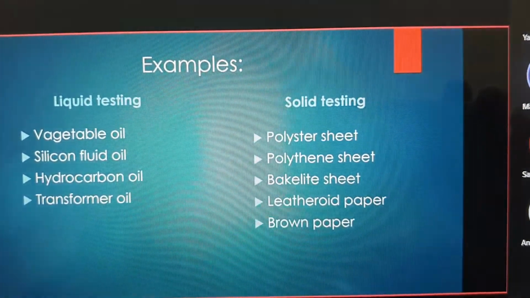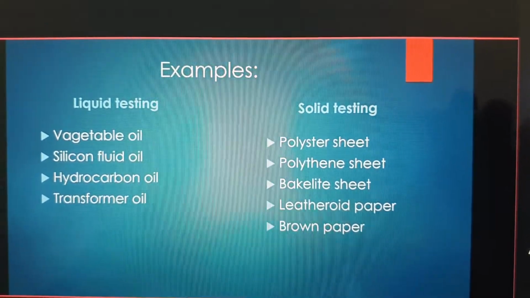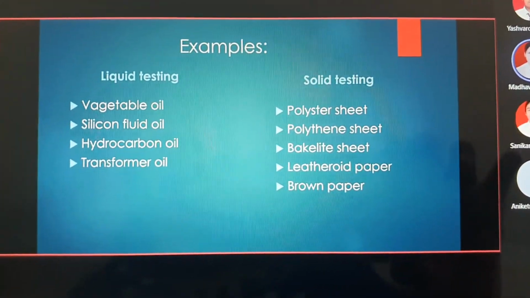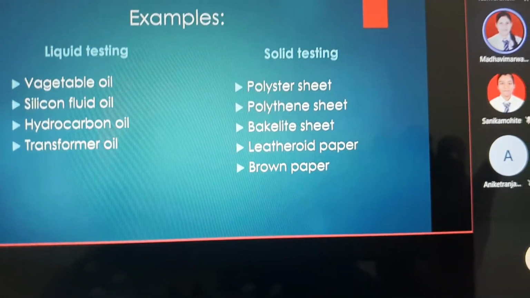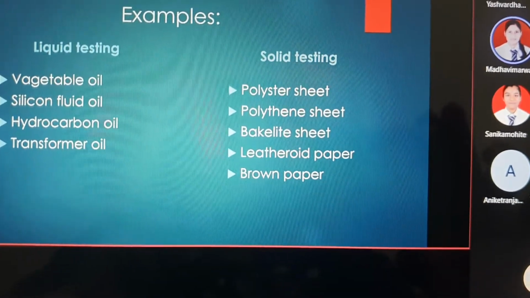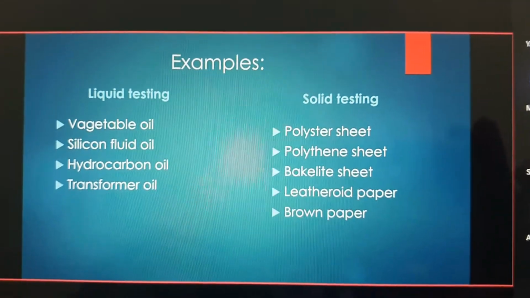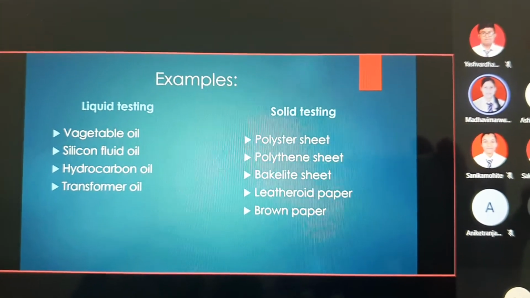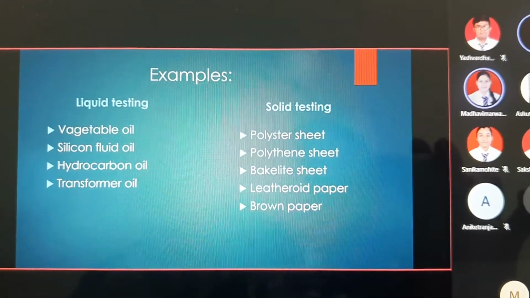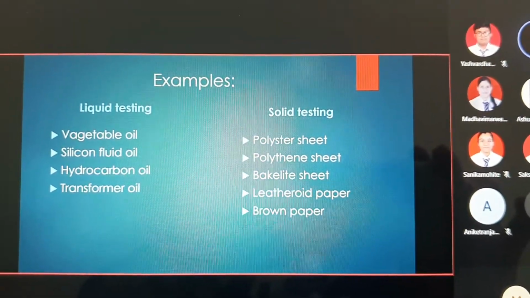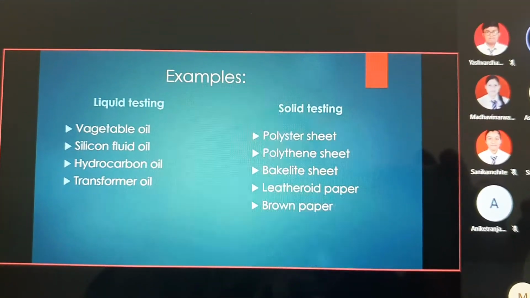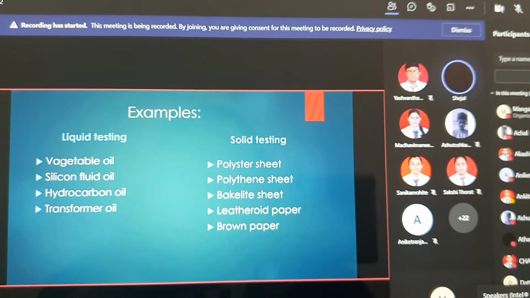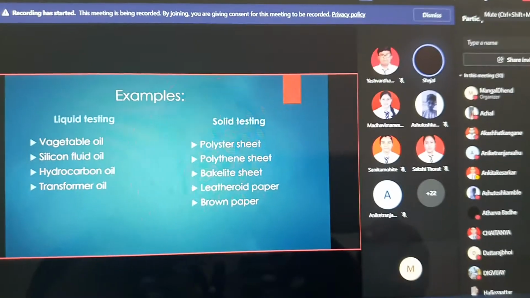So our next and last point is examples. For liquid testing, we use vegetable oil, silicon fluid oil, hydrocarbon oil, as well as transformer oil. All these are liquids, and they all have the properties which we saw in the above slides. Yes, in solid testing, the examples are polyester sheet, polythene sheet, bakelite sheet, then lateroid paper and brown paper, which are the more preferable examples used in the solid testing process.